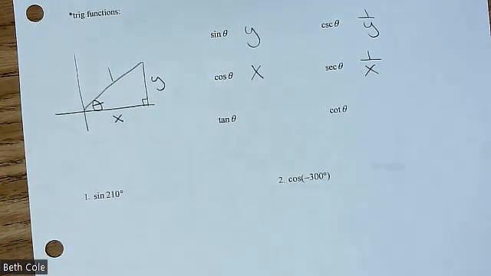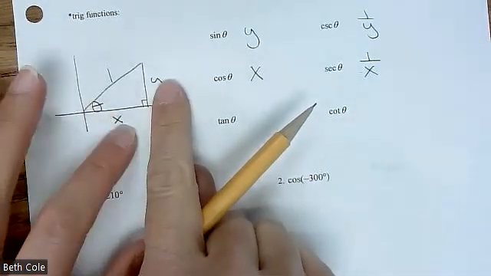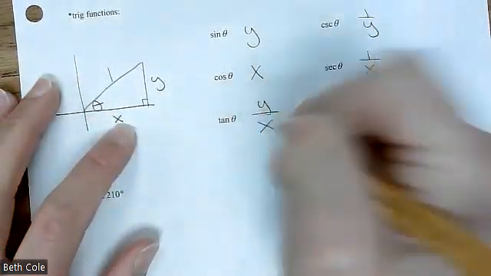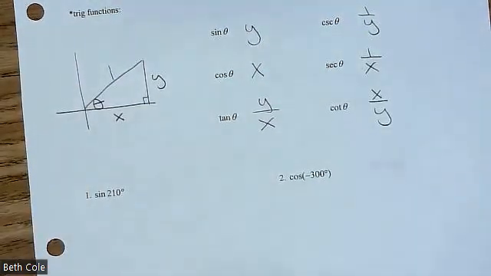All right, tangent would be what over what? Opposite over adjacent, so that would be y over x, and so cotangent would be x over y.